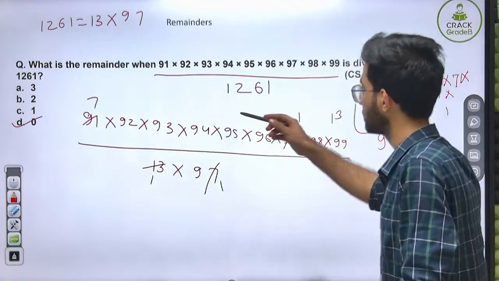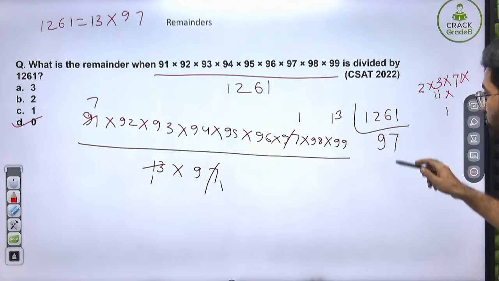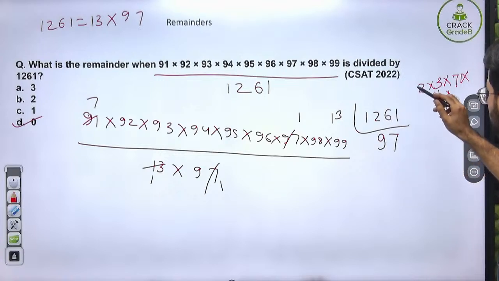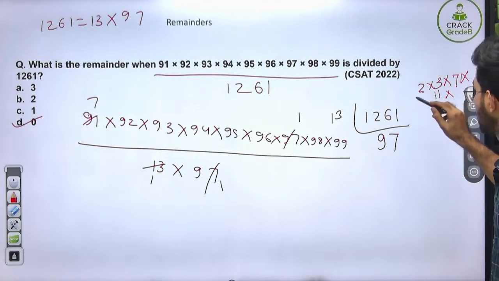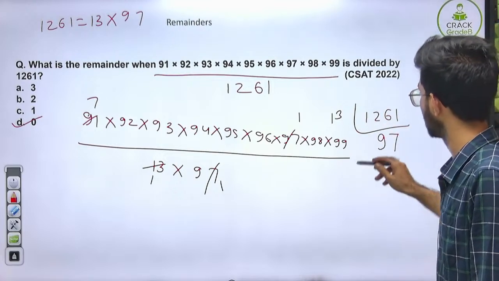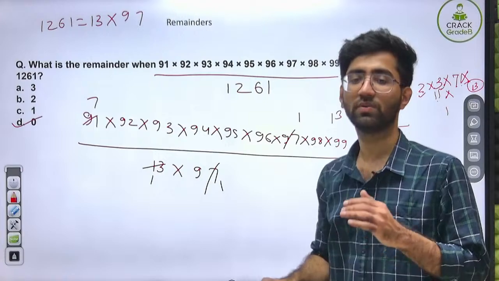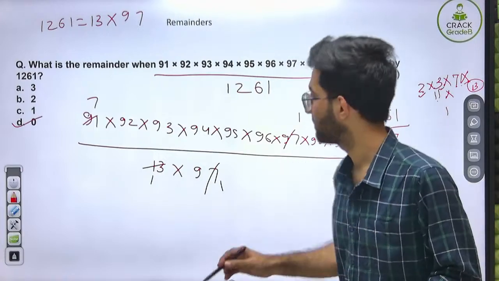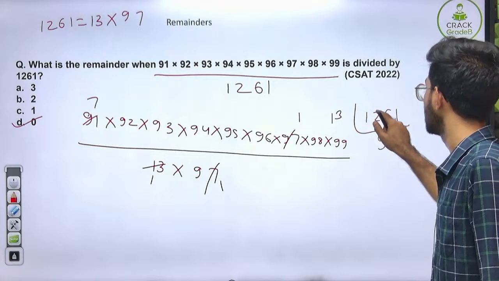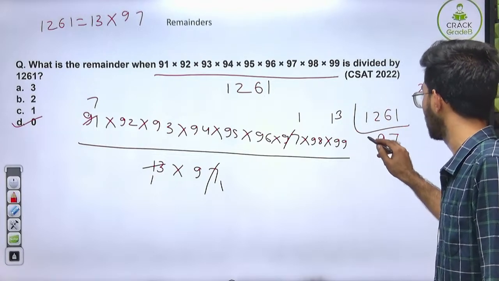Simple way: we tried to prime factorize 1261 and divide it by all the prime numbers. We found that this number is not divisible by 2, not divisible by 3, not divisible by 7, not divisible by 11. Then we tried to divide it by 13, and when we divided 1261 by 13, we found that 13 can divide 1261, and we got 97.